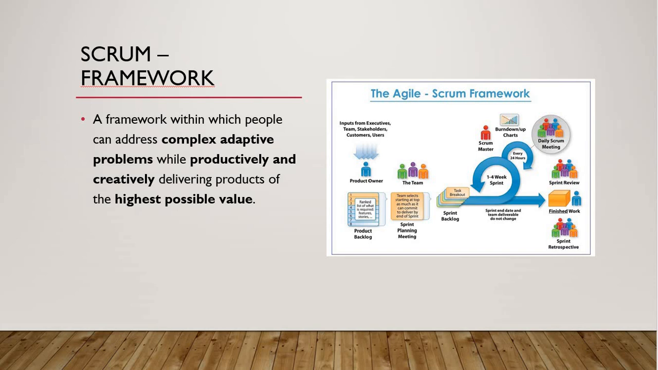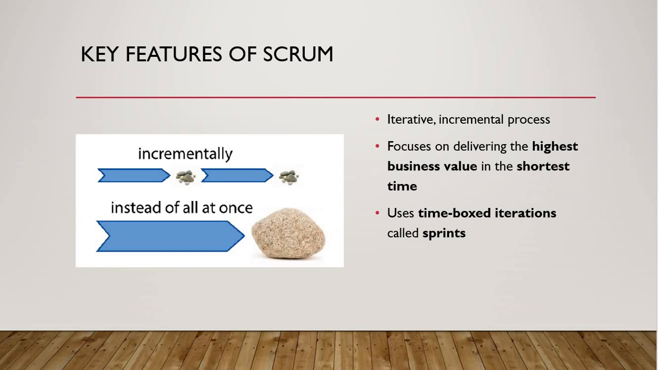Scrum: a framework within which people can address complex adaptive problems, while productively and creatively delivering products of the highest possible value. As you can see from the figure, we have the product owner, the team, product backlog, sprint planning meeting, sprint backlog, and so on. Those are the elements of the Scrum framework. We are going to see these one by one in brief.